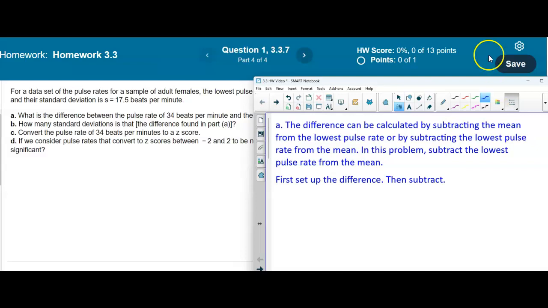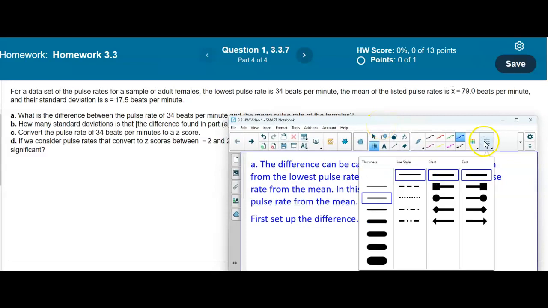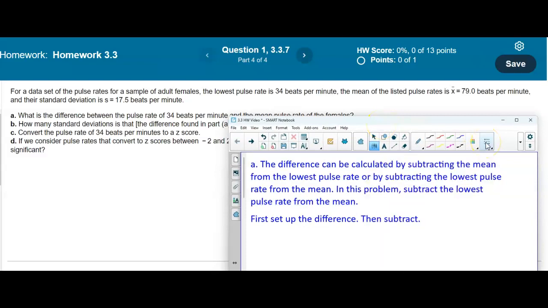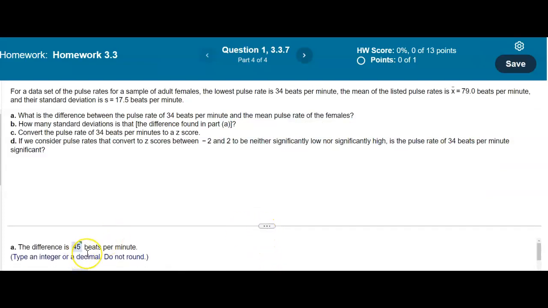So if we take the mean, which is 79.0, and then we're going to subtract 34. We'll add the decimal there, and that gives us 45. And that's 45 beats per minute. So the answer to the first question is 45 beats per minute.